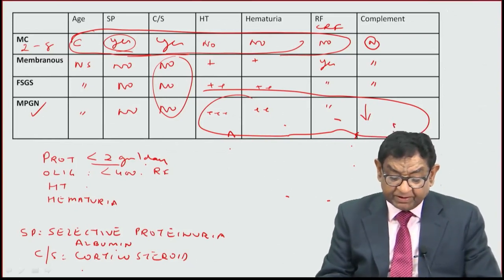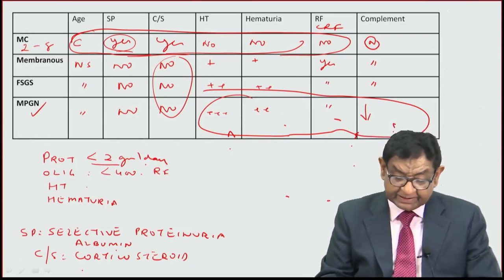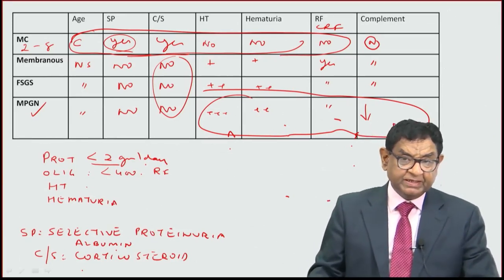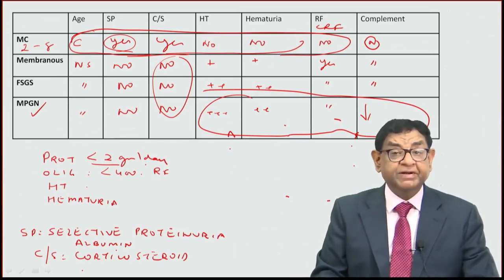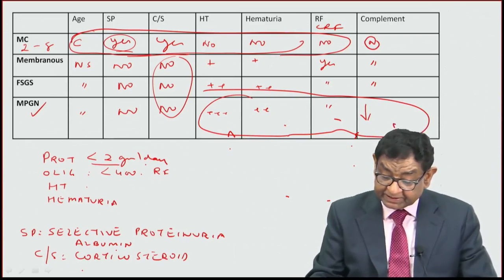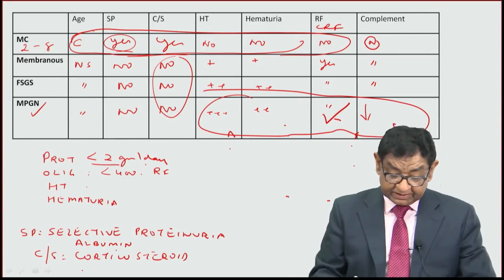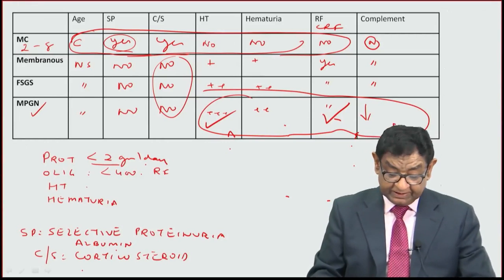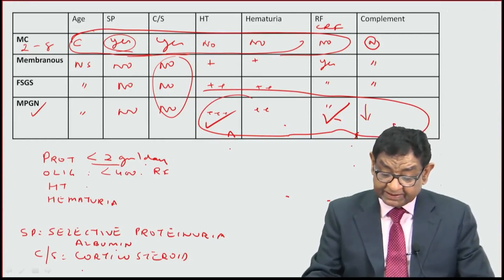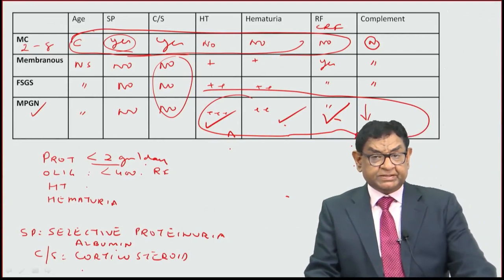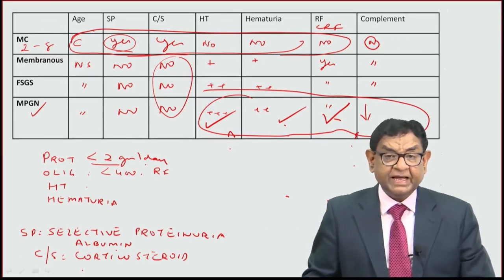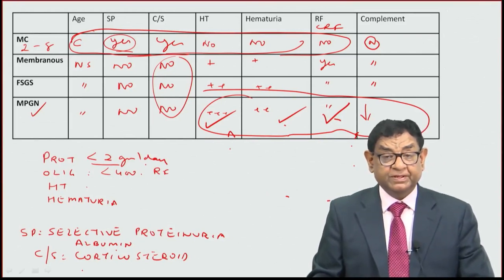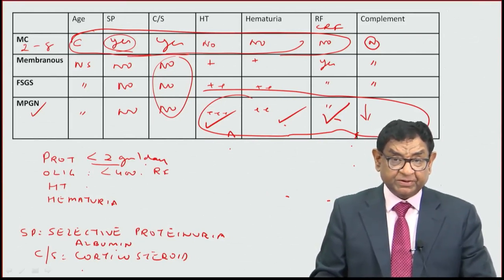Now look at MPGN. In MPGN, we have proteinuria. Yes, it is a proteinuria. That's why we have included it in the category of nephrotic syndrome. Does it have oliguria, that is renal failure? Oh yes, it is there. Does it have hypertension? Oh yes, it is there. Does it have hematuria? Yes, it is there. It means MPGN has all the features of nephritic syndrome.